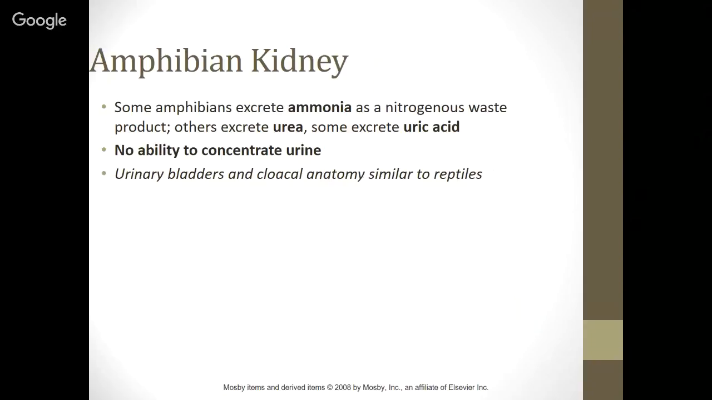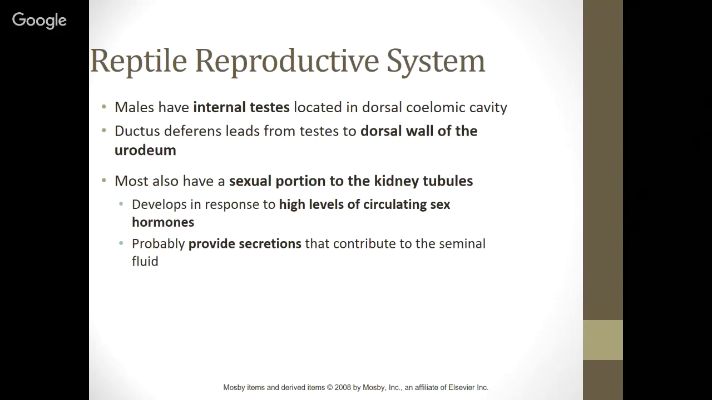Urinary bladders and cloacal anatomy are very similar to reptiles. Reproductively, males have internal testes, just like avian, and they're located in the dorsal coelomic cavity near the kidneys. The ductus deferens or vas deferens leads from the testes to the dorsal wall of the urodeum. Most also have a sexual portion to the kidney tubules.